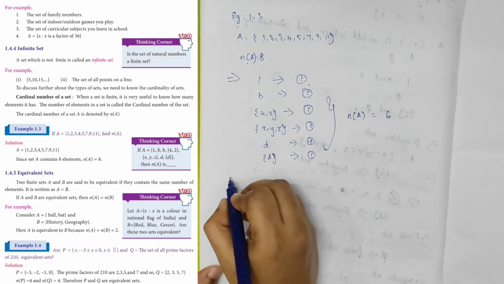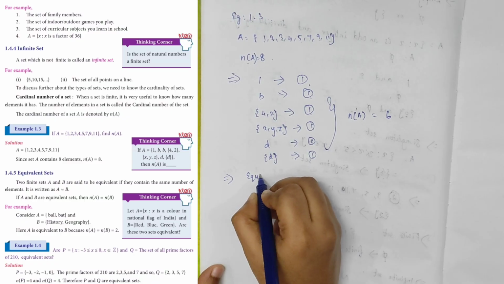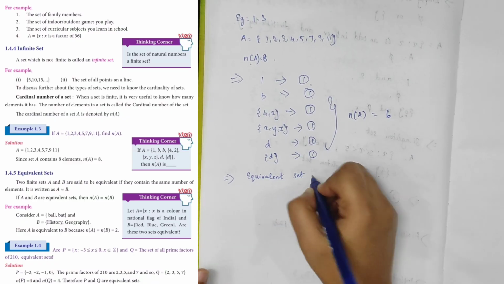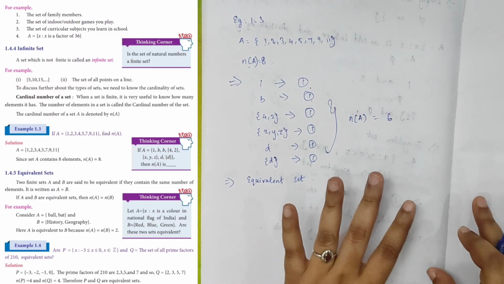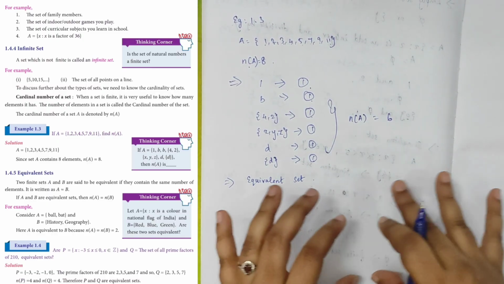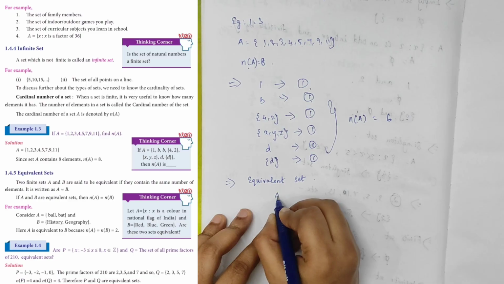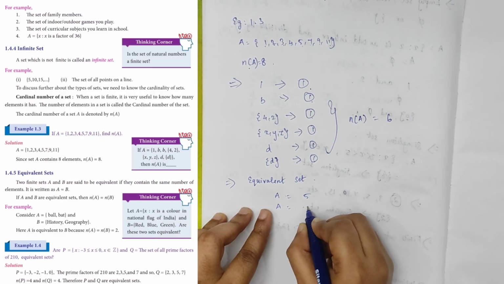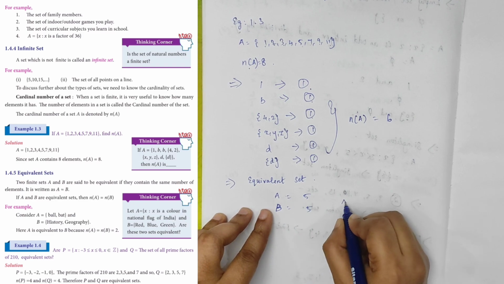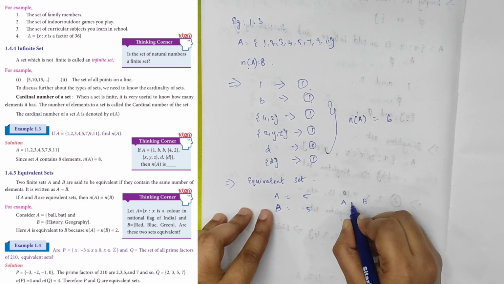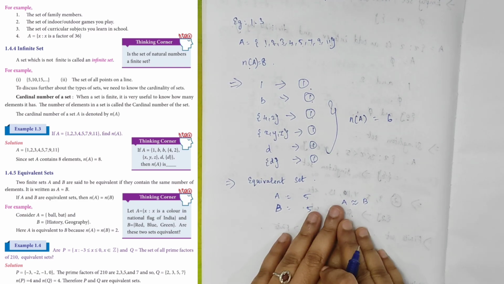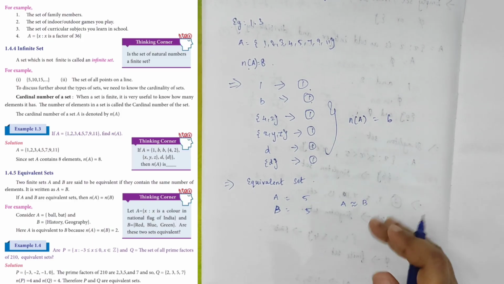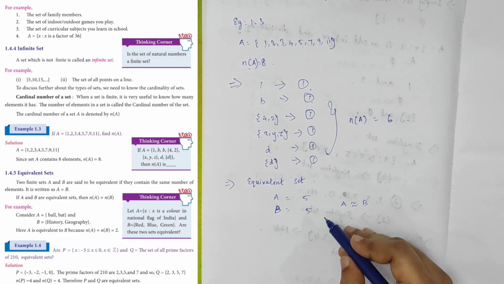Next we are going to see about the equivalent set. When two sets have the same number of elements, they are called equivalent sets. So if we have 5 elements in set A and 5 elements in set B, we call this an equivalent set. Set A is equivalent to set B. So in this equivalent set, we are not looking at the same elements. We are just counting the elements.